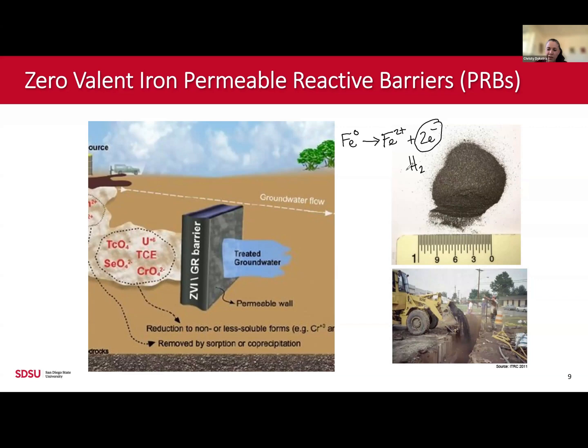So this is something that can happen, and it allows us to look at the option of using this passive barrier to treat the plume as it goes through, so that we have treated groundwater coming out the other side, and no more plume or other contaminants are there, or at least they're very well reduced.